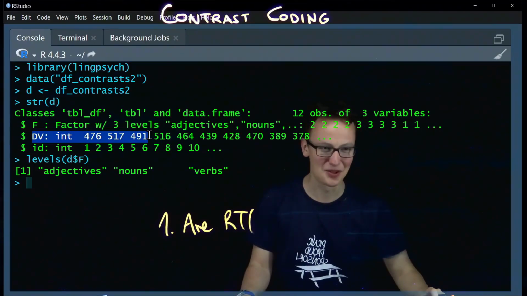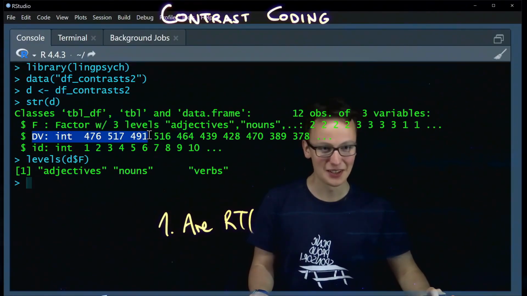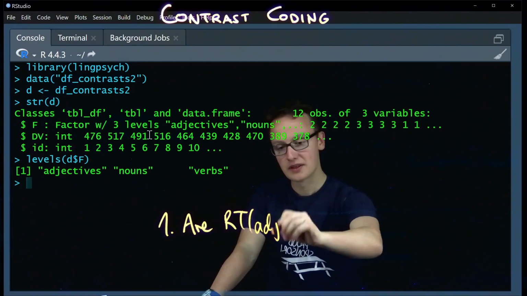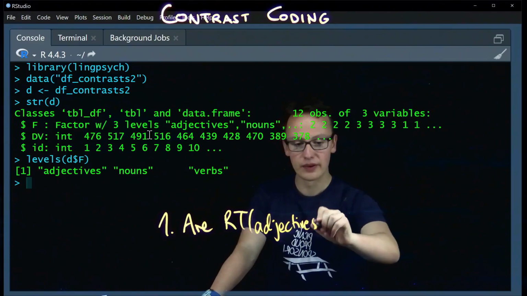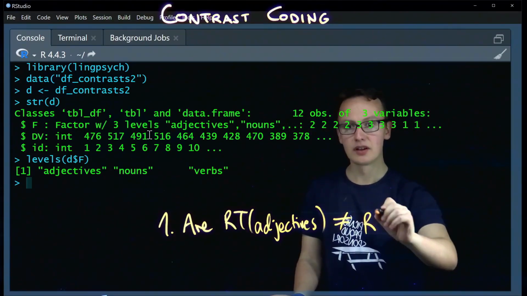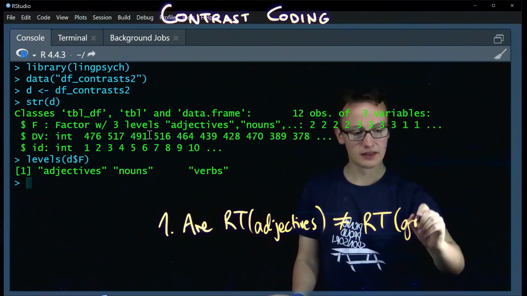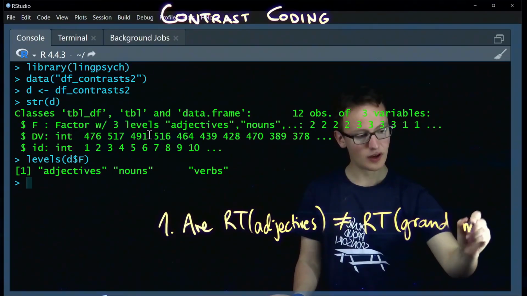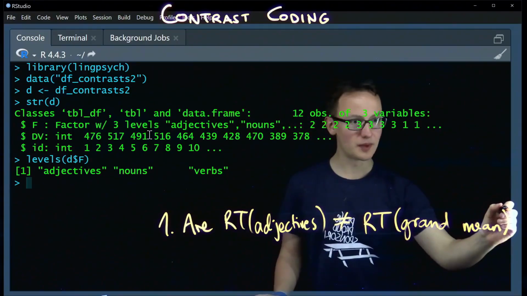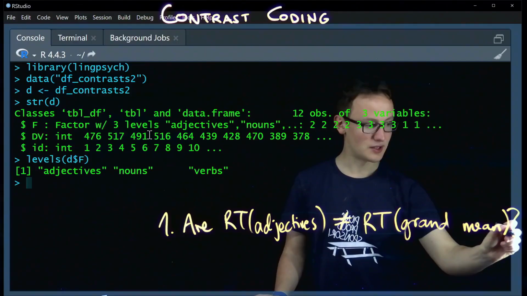It could be something else, I'm not sure, but it's an artificial toy data set anyway, okay? So, are the reading times on the adjectives different, either bigger or smaller than the reading times on the grand mean, the average over all three classes of words, okay? That could be my first question.